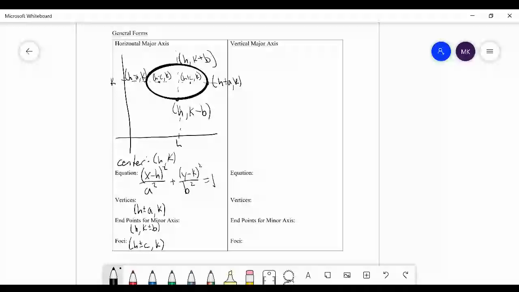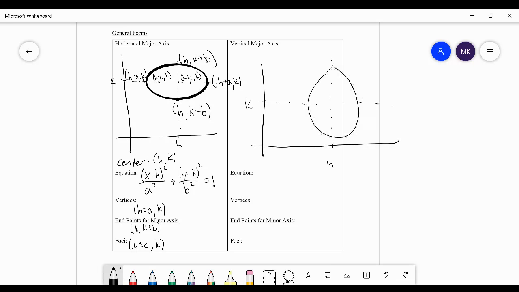So I'm going to draw this out here. H, K. I'm doing this just to help me get my shape a little better. Okay, we're going to get one that's going to work. There we go. That's good enough.